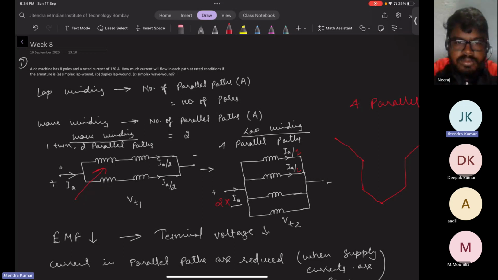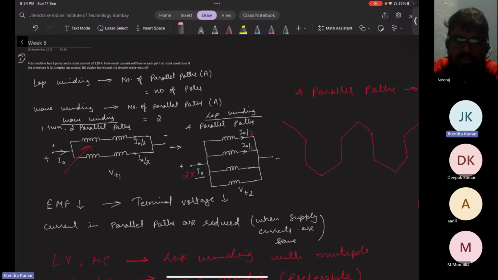You were only aware of the advantages of lap winding, that you can reduce the currents and all, but this is the drawback: when you increase the number of parallel paths after a certain point, you have to come up with an equalizer to equalize it and restrict the circulating current in the machines. Otherwise efficiency will be seriously low. So now you can have the idea of the drawback of lap winding, or of a higher number of parallel paths.